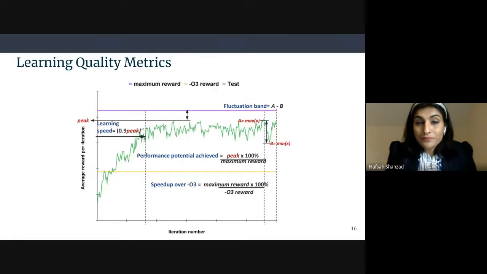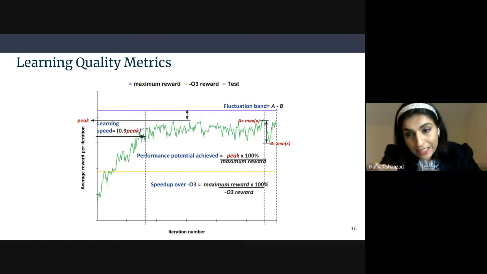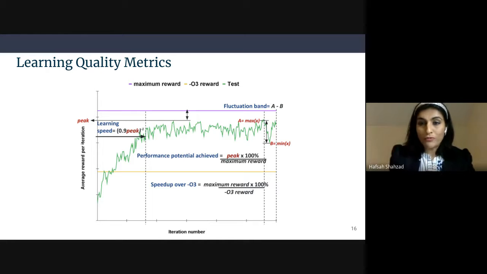Here are the different learning metrics that we have seen. So essentially what is done so far is that generally people look at the speed up over O3. Now O3 is considered the standard for compiler optimization, and then how much we have achieved on top of that. So a typical graph, like the green graph that we see, is actually how the agent is learning over time. And we looked at different metrics.